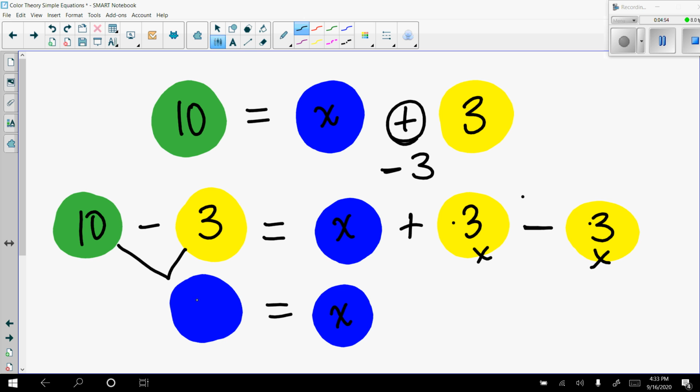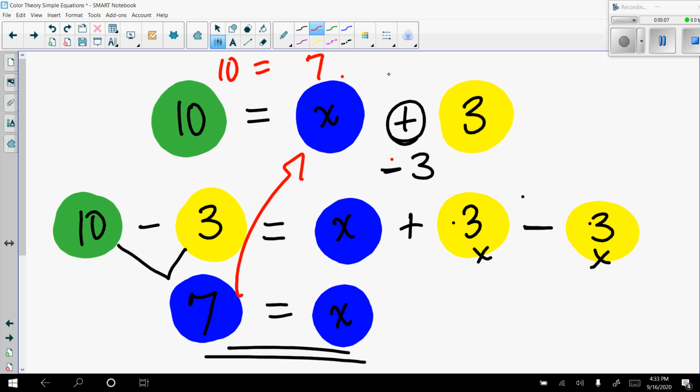10 minus 3 here gives us 7, which we can fill in for blue now. And x is equal to 7, but let's make sure to check and fill in 7 with our original x. Is 10 equal to 7 plus 3? Yes, because we have 7, 8, 9, 10. So our answer is correct.